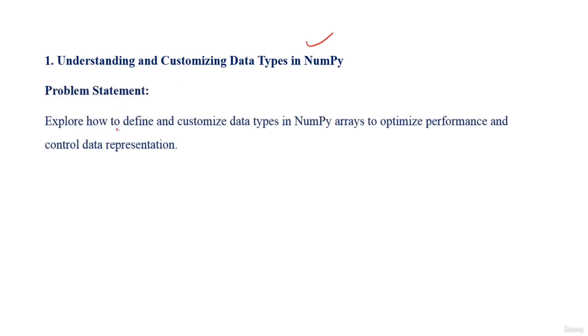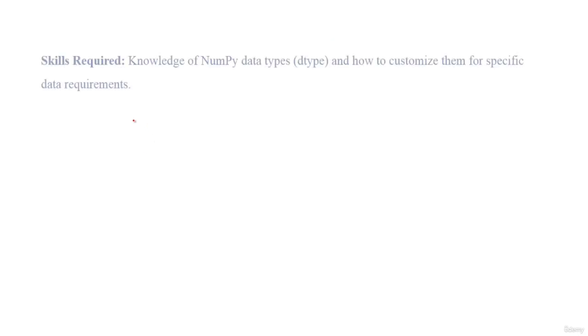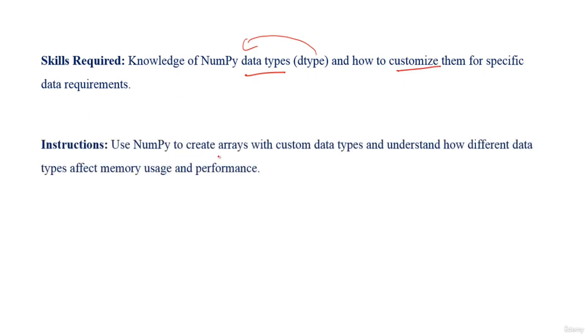Hello guys, in this section number 5, I will discuss with you 6 different coding exercises related to NumPy. The first coding exercise is understanding and customizing data types in NumPy. Problem statement: explore how to define and customize data types in NumPy arrays to optimize performance and control data representation. Skills required: knowledge of NumPy data types, for example, different data types used in NumPy arrays, and how to customize them for specific data requirements. Instruction: use NumPy to create arrays with custom data types and understand how different data types affect memory usage and performance.